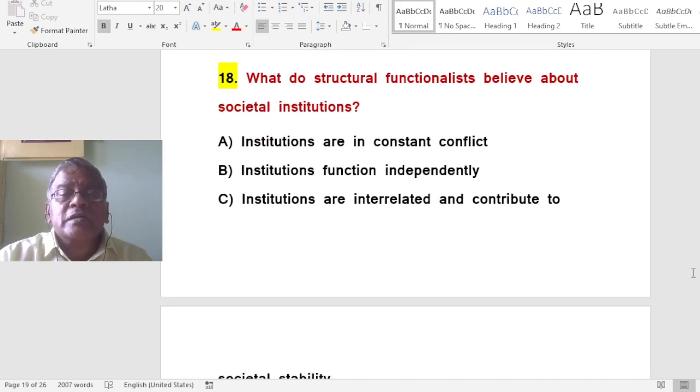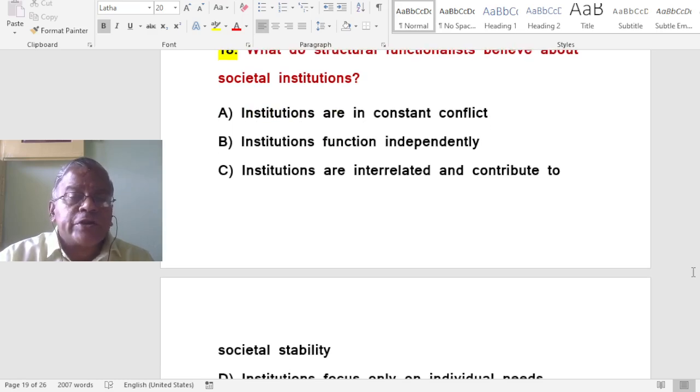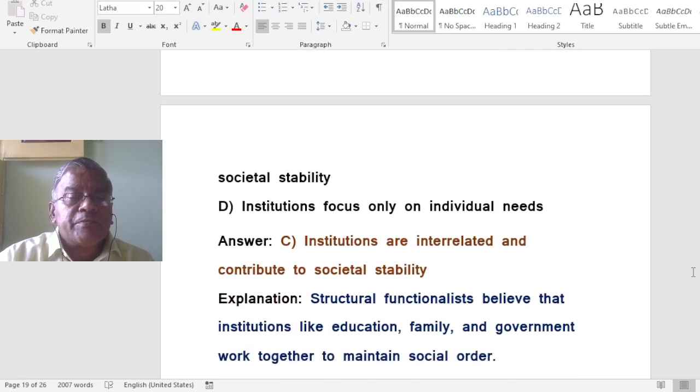What do structural functionalists believe about societal institutions? Institutions are in constant conflict. Institutions function independently. Institutions are interrelated and contribute to societal stability. Institutions focus only on individual needs.